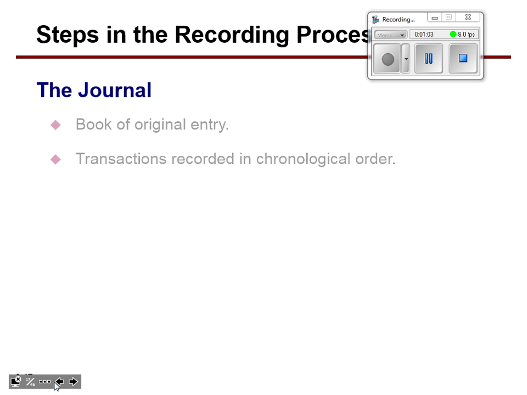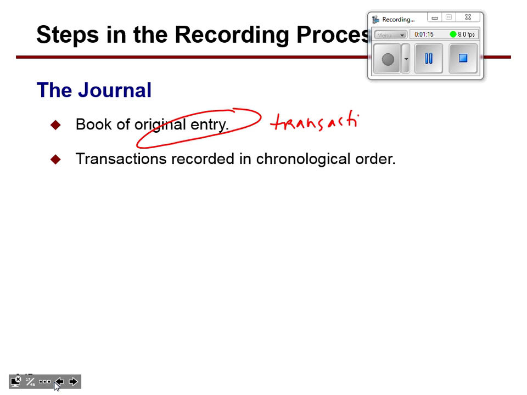So what is a journal? It's considered the book, the original entry, and it's where the transactions are housed. So if you think back to what is accounting, I, R, and C, it's the idea of recording or bookkeeping.